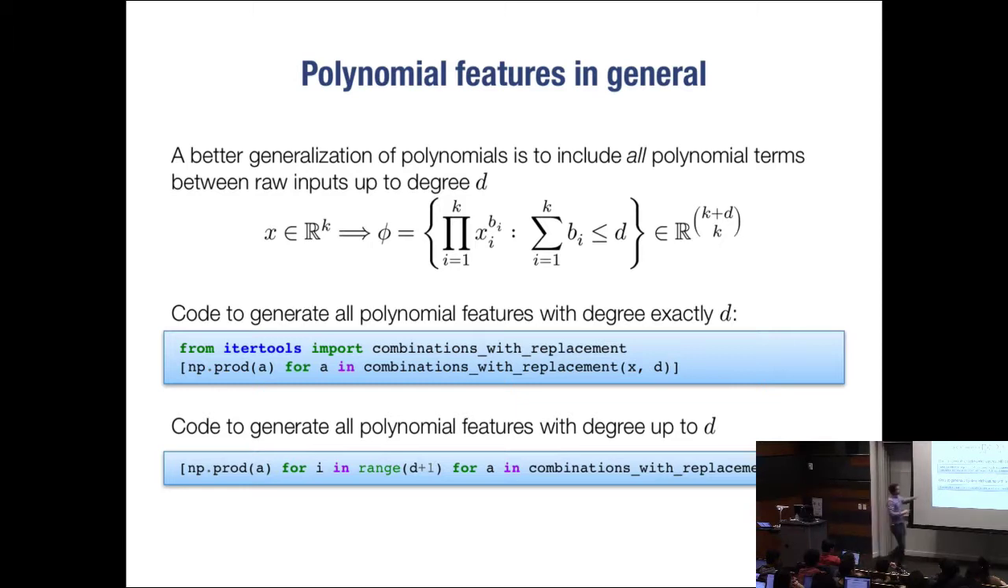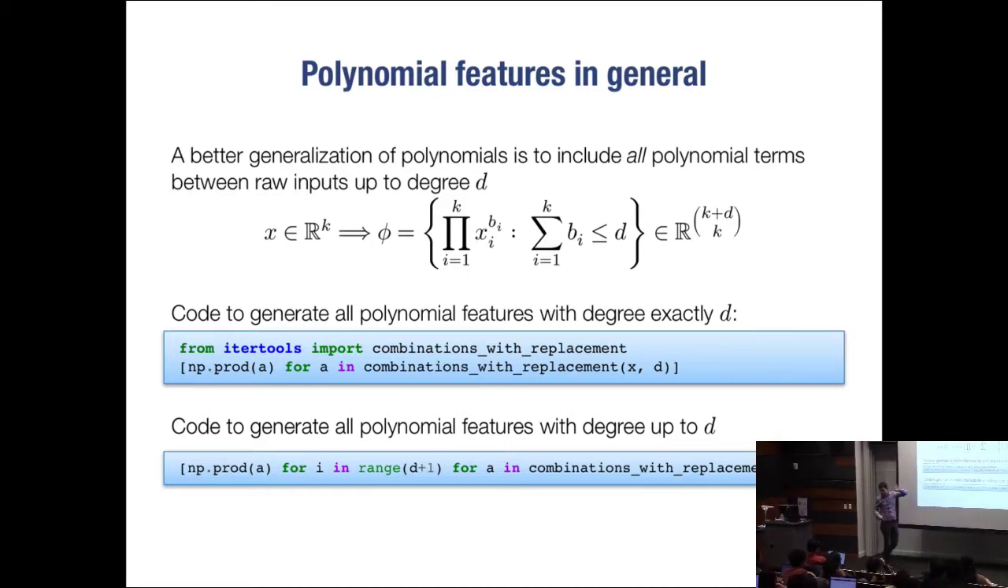So this is a nice definition, but it doesn't really help you actually generate the polynomials if you want to do it in code. There are harder and easier ways to do this in Python, but one of the easy ways is to use itertools combinations with replacement, which will take the product of d terms from x and then multiply them all together.